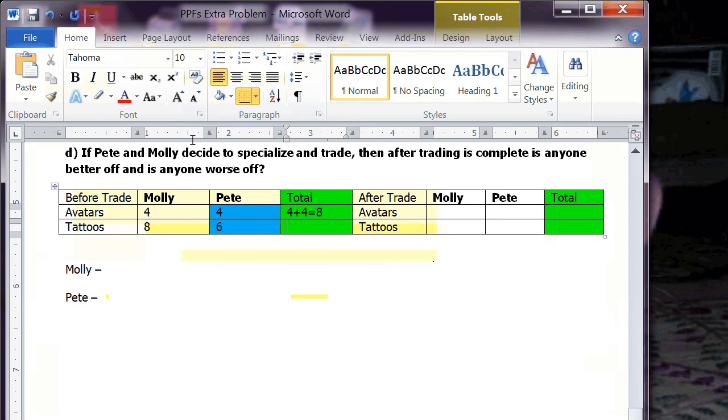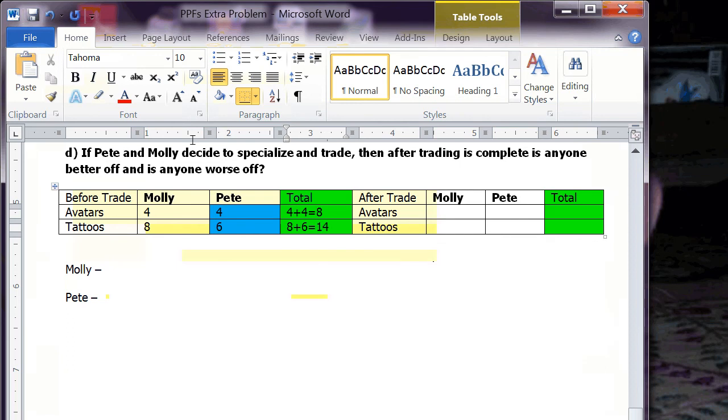And then similarly, our market before they specialize in trade, so Molly's making some avatars and some tattoos, Pete's making some avatars and some tattoos. And in our market total, we're going to have 8 plus 6 equals we're going to have 14 tattoos.